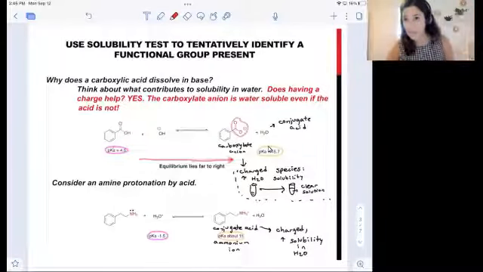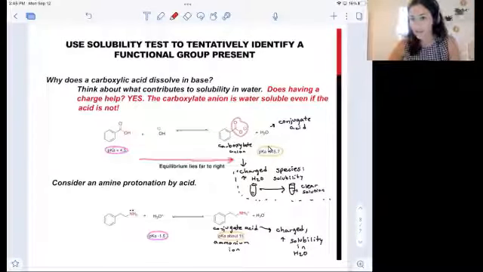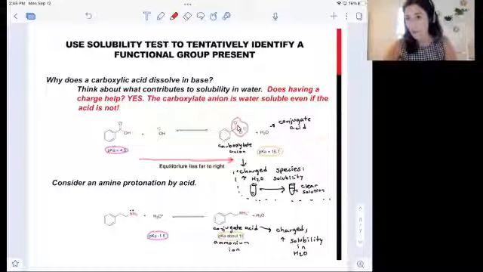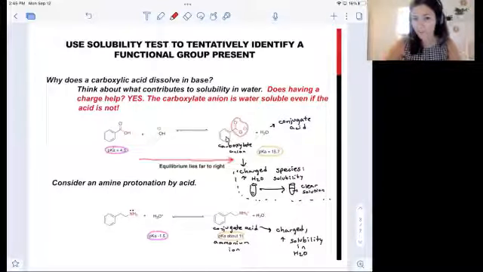For this reason, in basic conditions of sodium hydroxide, I would expect the majority of my carboxylic acid molecules to become deprotonated, and this would give them the water solubility I'm looking for.